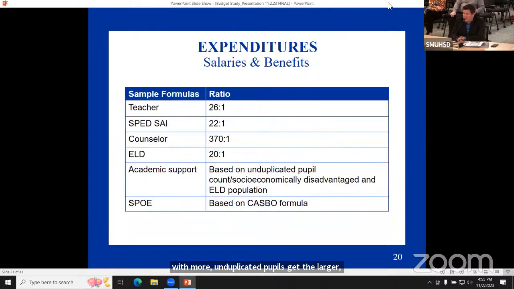Okay, the second. SPOE? You didn't touch on SPOE. SPOE is based on a CASBO formula. SPOE is our school plant operations employees, and they're classified employees. They're custodians, but they also have a maintenance portion of their job. Okay.